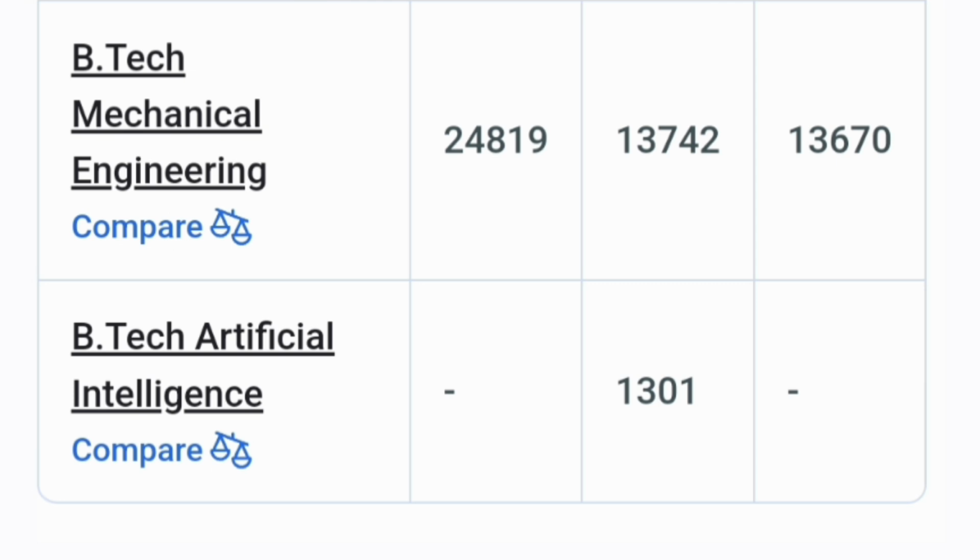In between, the BTech AI branch was introduced with a cutoff of 1300, but the branch name was changed to AIML, which you saw in the previous sheet. The branch is called AI and ML, so you don't see any cutoff for it in 2023 here, but you can refer to the 2023 cutoff in the previous sheets. So that's all I have to cover.